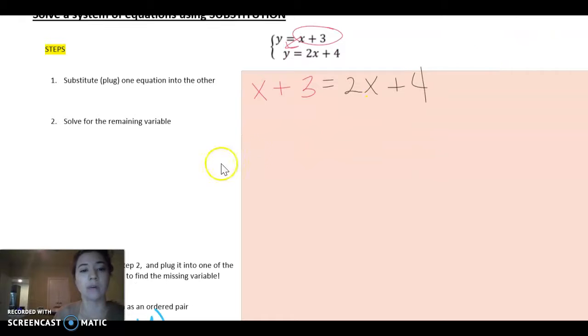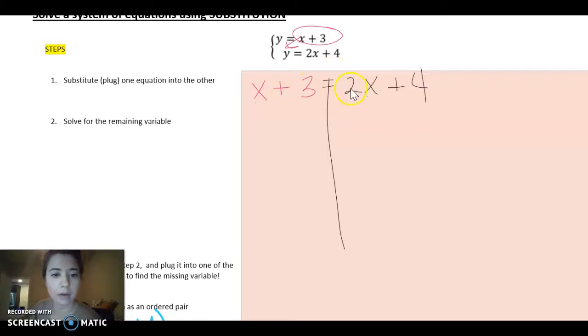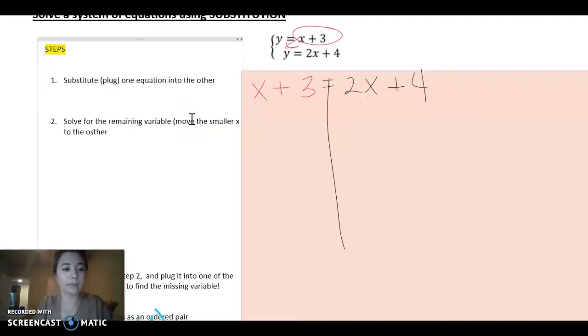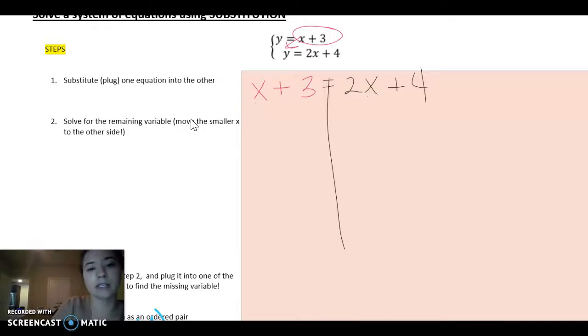Now we're going to solve for the remaining variable. Now that we only have x's, we can solve this equation for x to figure out what it is. When we solve an equation for x, and we have variables on both sides, we need to just move one over. Something I need to add that you'll see is move the smaller x to the other side. In this case, my smaller x would be this one right here. x is smaller than 2x. So I move an x by subtracting x on both sides.